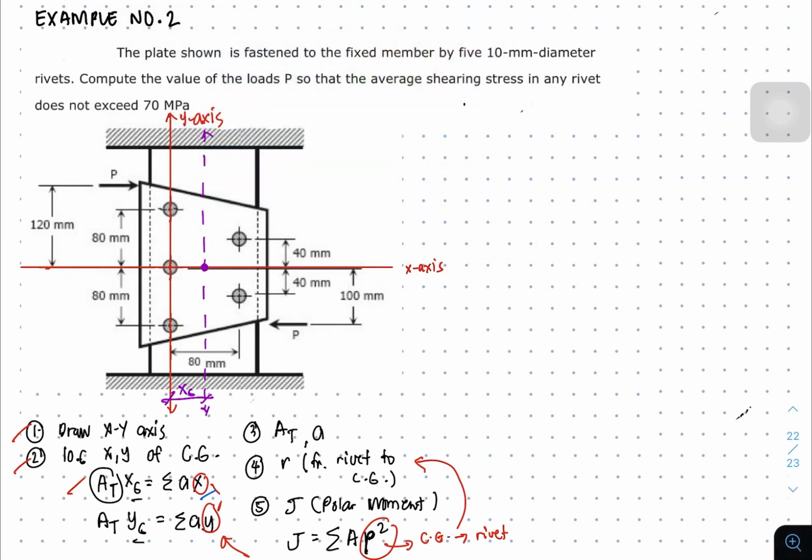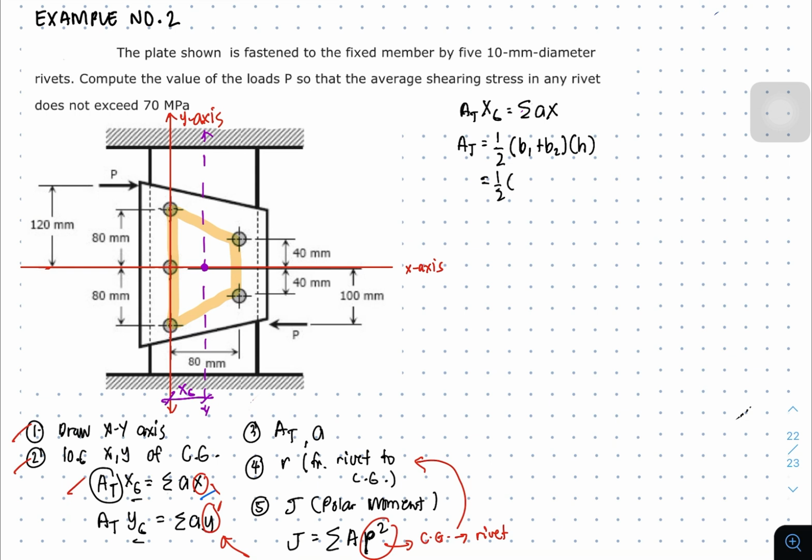For this formula, that is simply area total times x sub g is equal to the summation of areas times x. So for area total, based on our diagram, we have here this one. So that simply shows a trapezoidal shape. If we make use of the formula to solve for the area of our trapezoid, that is simply 1/2 of the summation of its bases times its height.